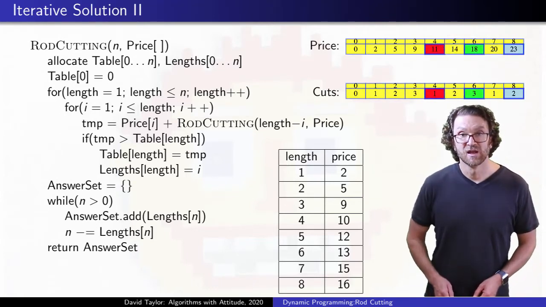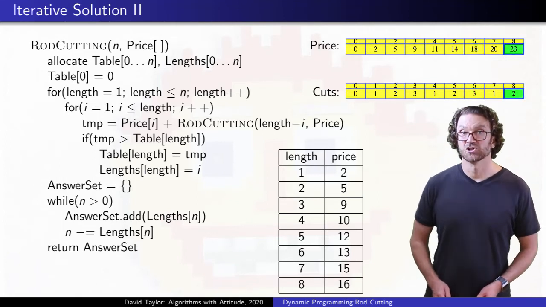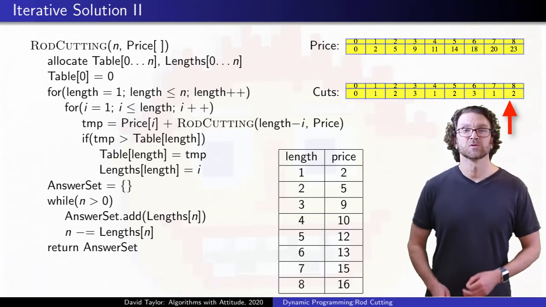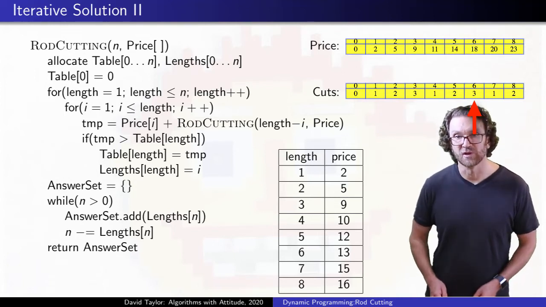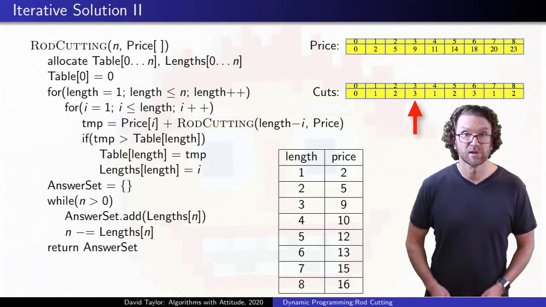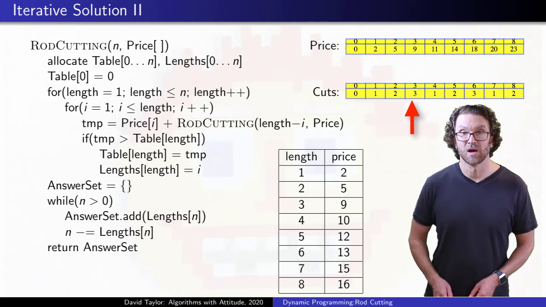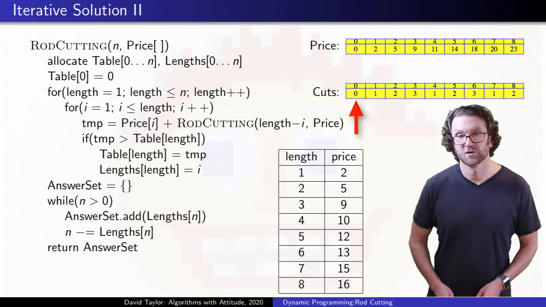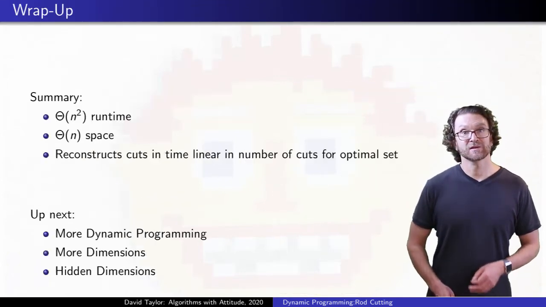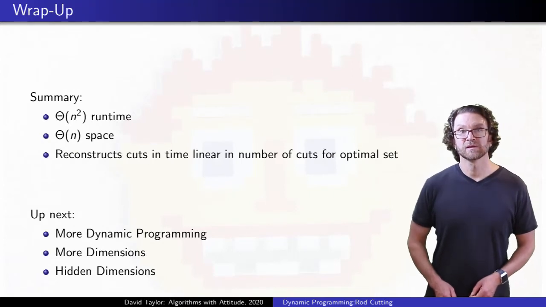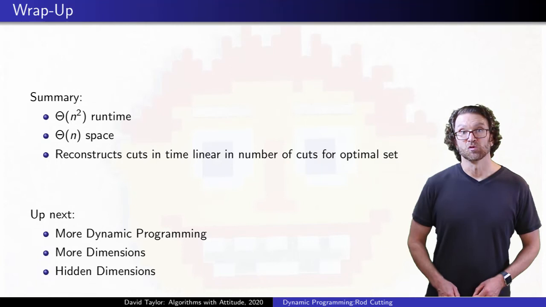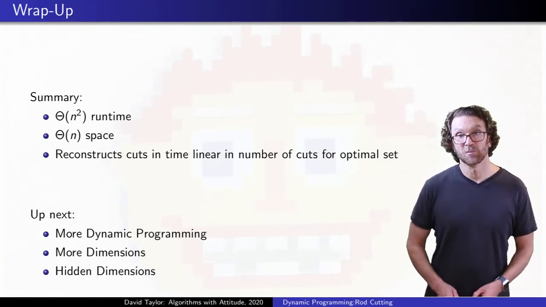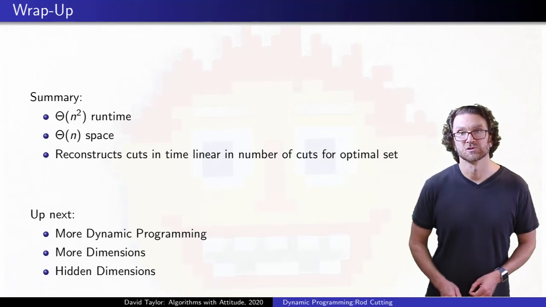In this instance, if I have a length 8 rod, I should cut off 2 and sell it, leaving me with 6. The table tells me that for 6, I cut off 3 to sell, and then the remaining 3 also gets a size 3 rod to sell, leaving me with 0, and we're done. That completes the problem. We ended up with a quadratic time, linear space algorithm that will be able to reconstruct the answer quickly in time linear in the number of rods of your optimal solution.